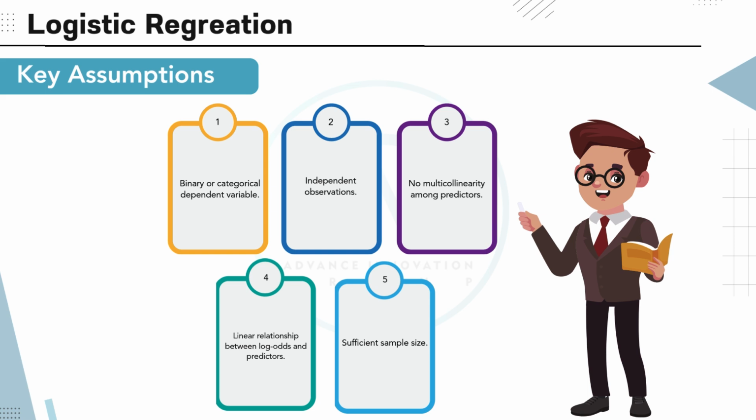5. Sufficient sample size. Logistic regression requires an adequate number of observations. A common rule of thumb is to have at least 10 observations per independent variable category to ensure that the estimates are stable and significant. So, in summary, make sure your data meets these 5 criteria before using logistic regression, or else the results might be misleading. If these assumptions are violated, we may need to transform the data, remove variables, or consider alternate models.